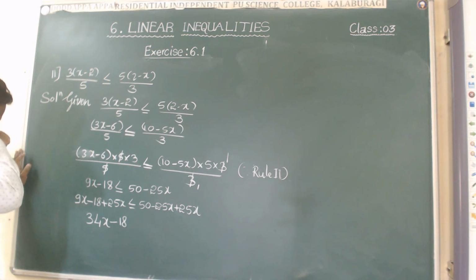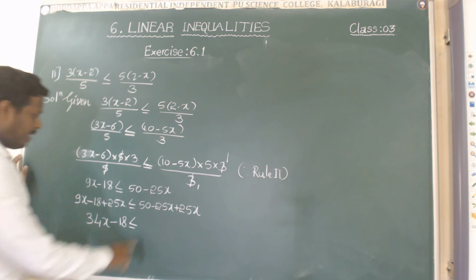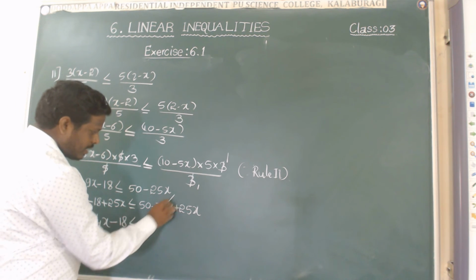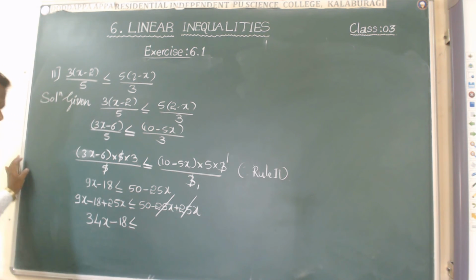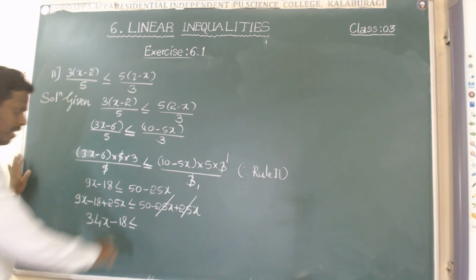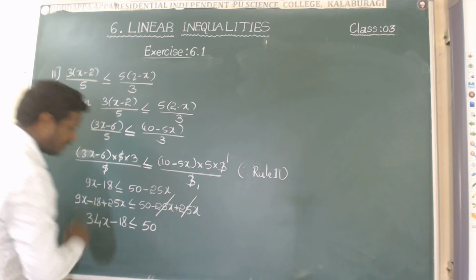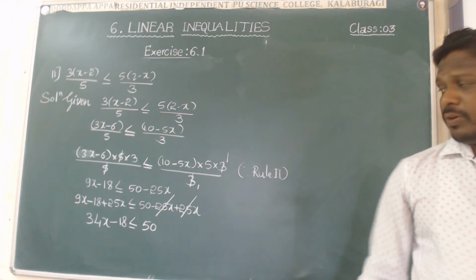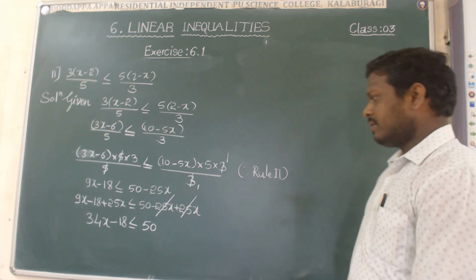Minus 18 you write as usual, sorry, not 8. And the symbol you write as usual. And this will be going here. Minus 25x plus 25x will be going here. Getting? Okay. What is left here? We have to write that, 50 left. The next step is we have to remove the minus 18 from the LHS side.